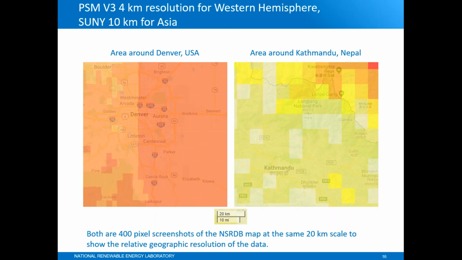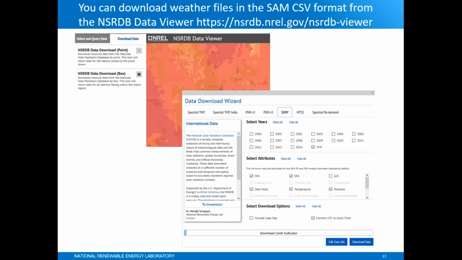The Western Hemisphere data, the latest data is called PSM v3 data, and the South Asia data is called SUNY data. They're two different data sets, and they have different spatial resolution and use different processes for generating the data. There's a webinar that was done this morning by the NSRDB team that we'll link to on our SAM website that you can watch if you're interested in learning more about the NSRDB.